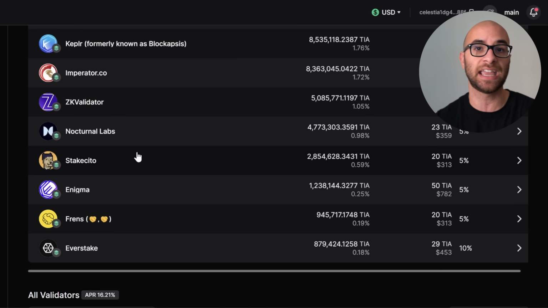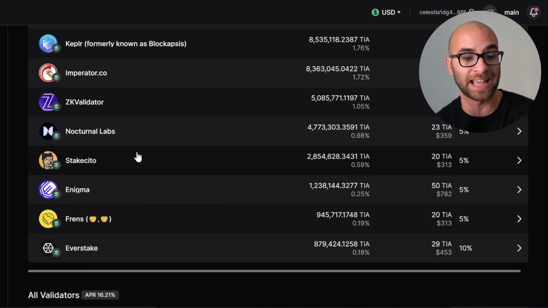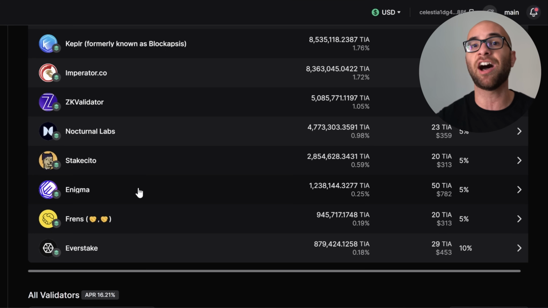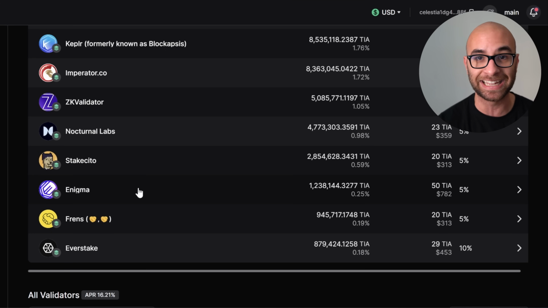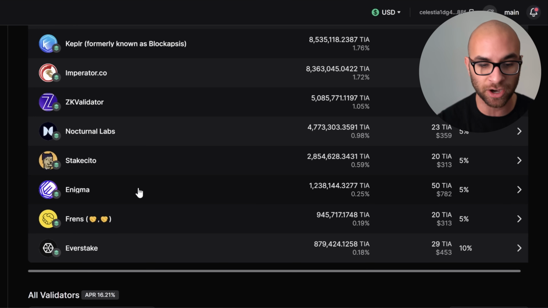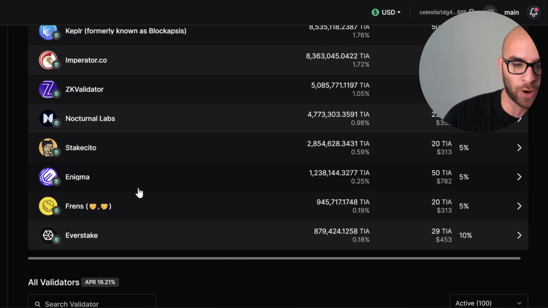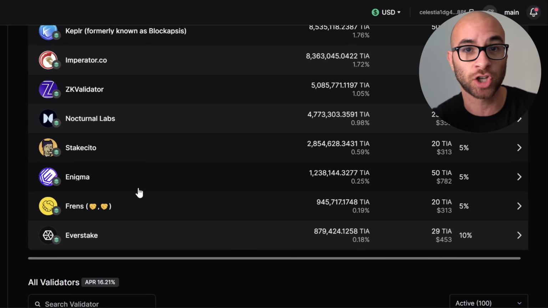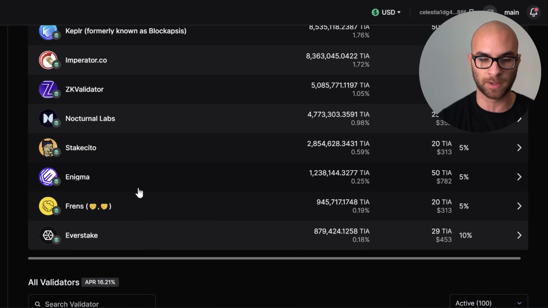I also saw some guys recommend ZK Validator and Nocturnal Labs for projects that might end up airdropping a token. Stakecedo I decided to stake to because I like him as a YouTuber, and I think he puts really awesome Cosmos content out there. Enigma is one of those that auto compound all of your different gains that you're getting from the staking, so you don't have to constantly claim as much, so you'll get a higher yield. And then I also put some into Friends, Everstake, and Imperator.co just to kind of diversify some of my validators.